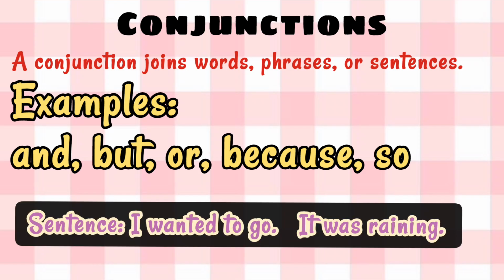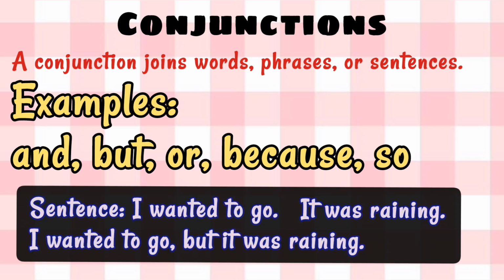We've just said it joins sentences, so I have two sentences. I wanted to go, it was raining. If I use a conjunction to join it, I will say, I wanted to go, but it was raining, to make it one sentence, you see?